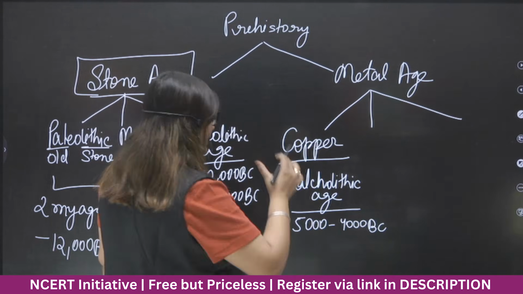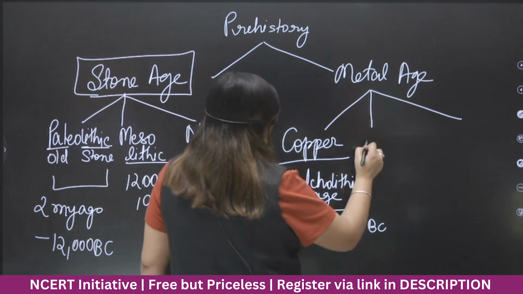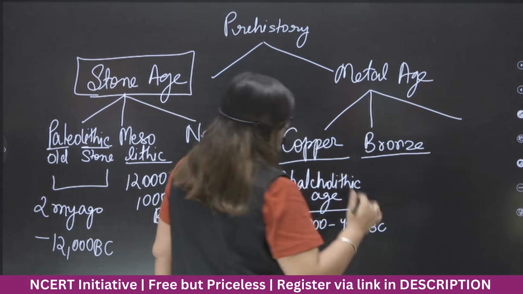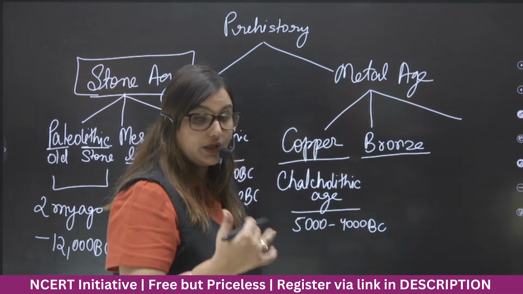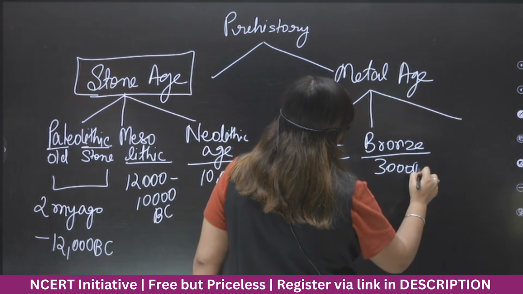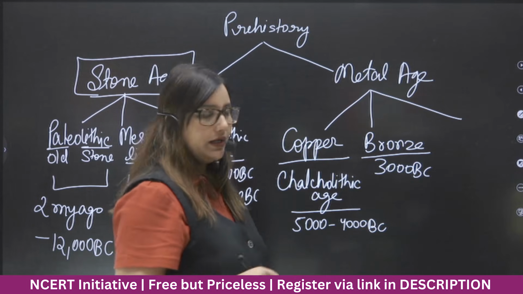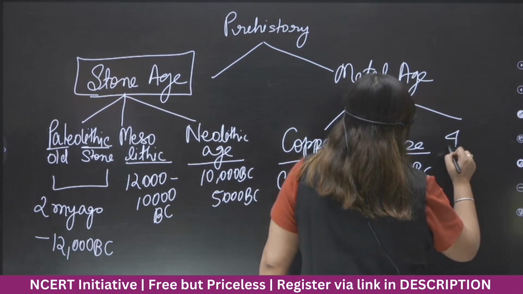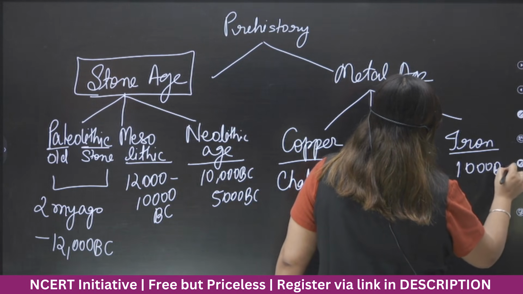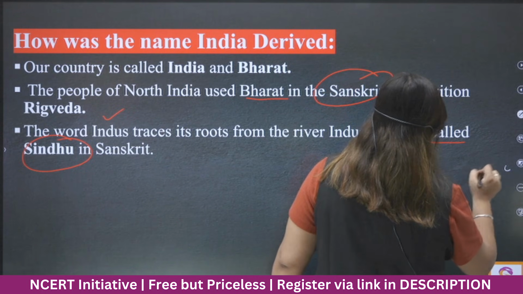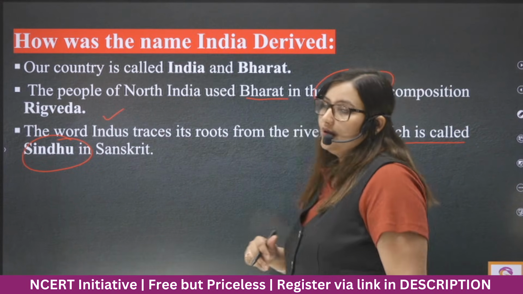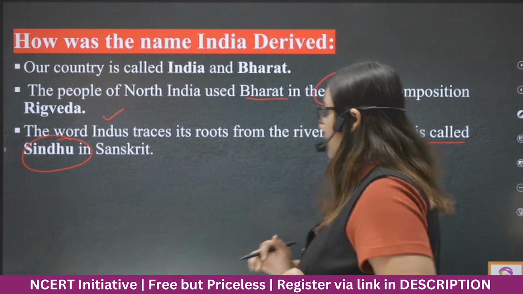And then when we mixed copper with tin, we got bronze, where you have Indus Valley civilization. So Bronze Age starts from around 3000 BC, you can say. Okay. Then we discovered iron in 1000 BC. Okay. Iron in 1000 BC. Like this, the time frame goes.